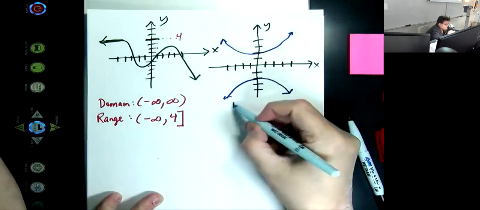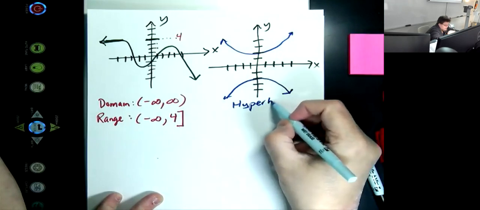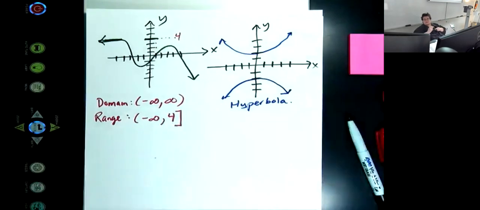A hyperbola. We'll be doing these later this semester. Let's look at the domain for this graph. In fact, go ahead and take a shot at it, and then we'll do it together in a second. Don't want to take all the fun from you.